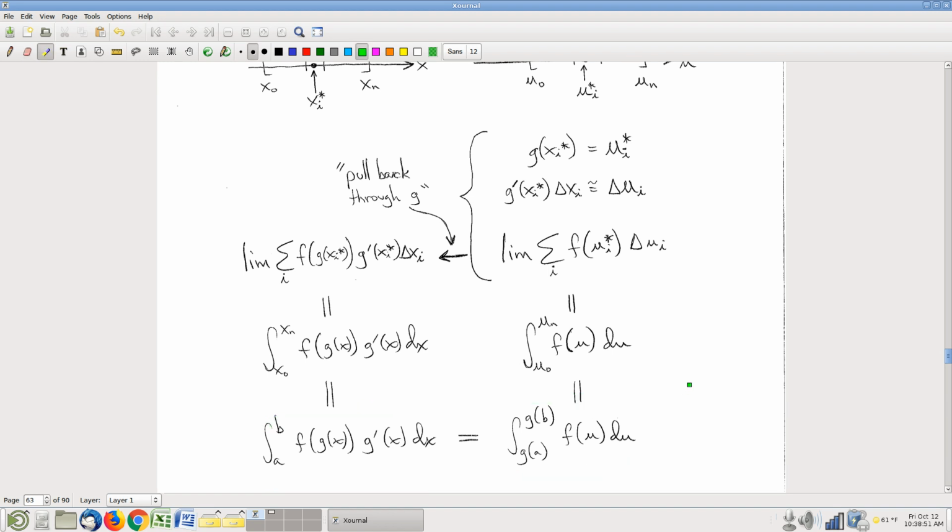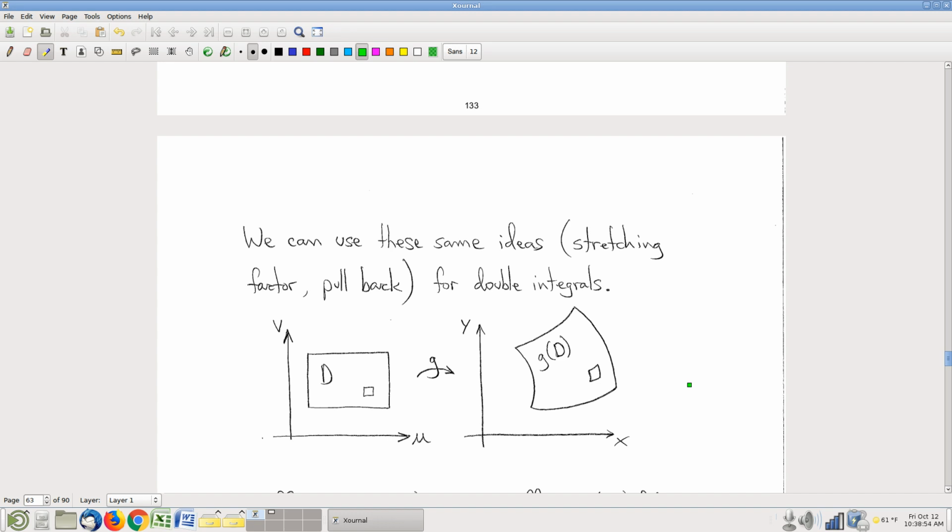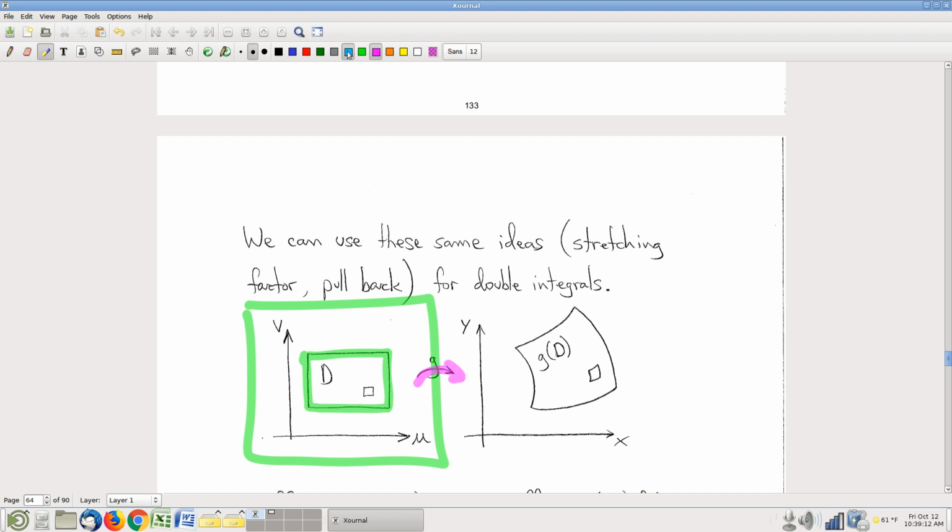Okay. All right. So as we always do, let's see how we can use this single variable idea in a multivariable context. So let's suppose we have some domain in the UV plane. And let's suppose I have a function called g that pushes forward into the xy plane. Now, what's the image of this rectangle going to look like? Well, g doesn't have to be a nice function. G could be all curvy and twisty and weird, in which case the image of that domain might be curvy and weird.